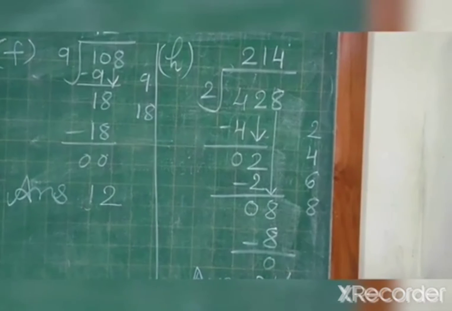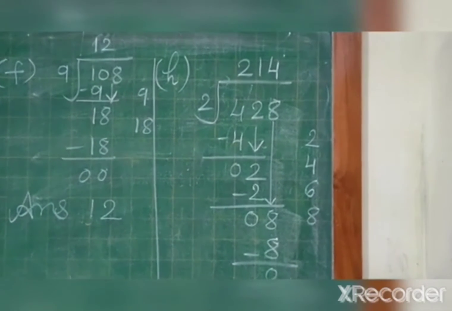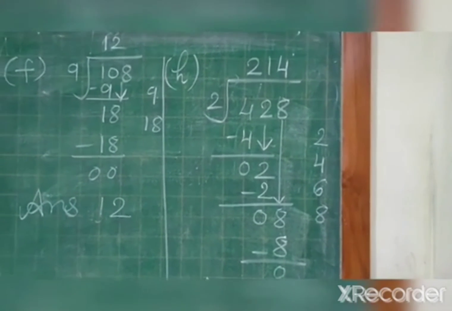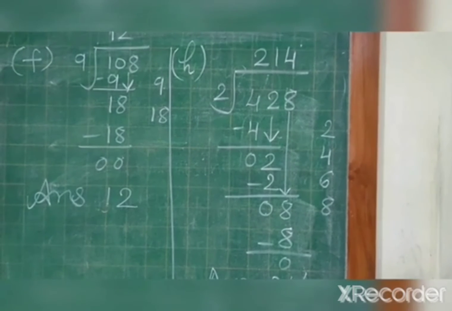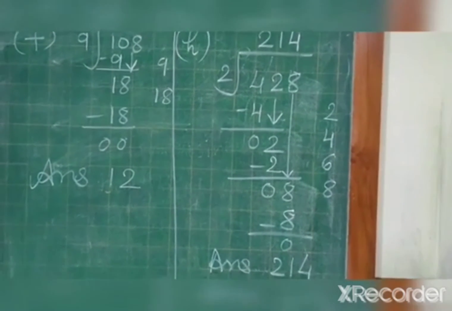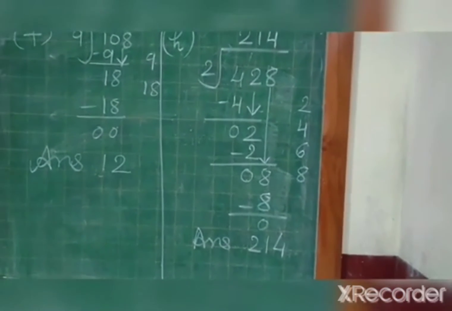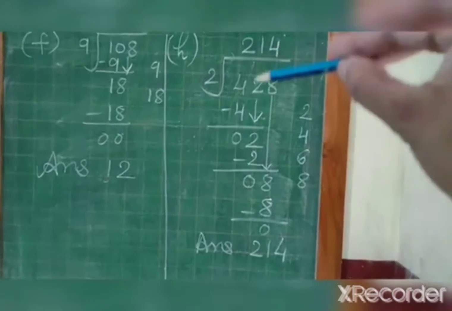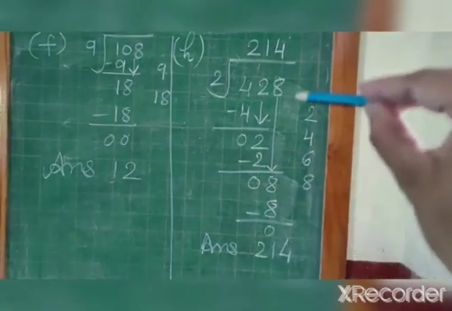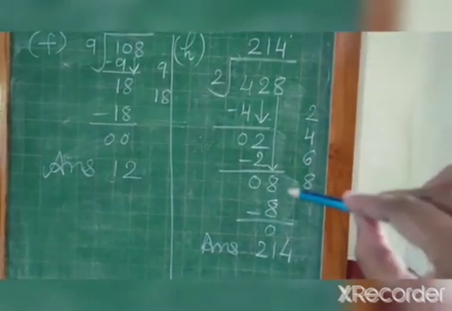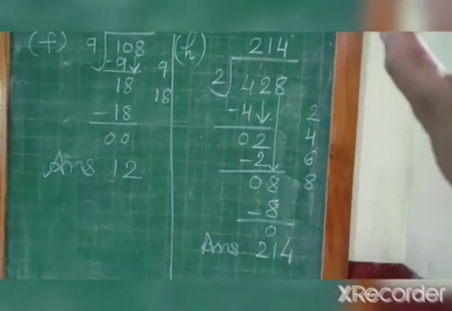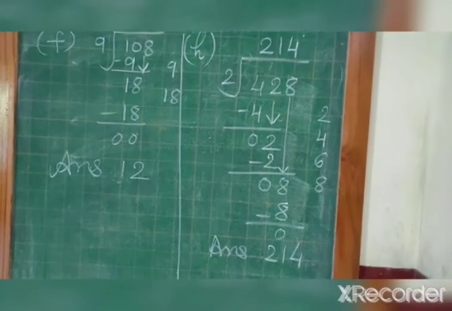In part H, the rest of the sum you will solve. Don't skip, okay? Now 428 divided by 2. So extreme left number is 4. So division is possible. So 2 twos are 4. Bring down 2. 2 ones are 2. 2 minus 2, 0. Bring down 8. 2 fours are 8. 8 minus 8, 0. So answer is 2 1 4.